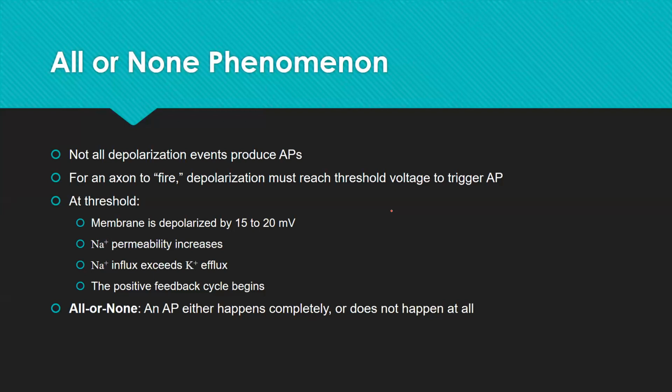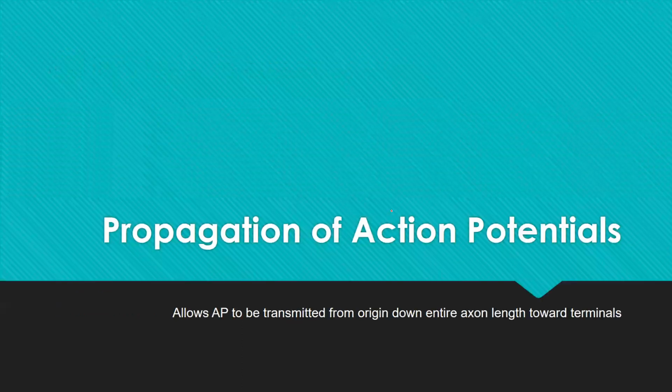The kicker here is it's all or none. So it's not going to partially happen. Action potentials, if it's going to reach threshold, it will fully fire through the whole process. It'll move all the way down the axon, unless there's some damage or the axon's cut or something. But in a normal physiologic state, it will fully propagate towards the terminal. Okay.